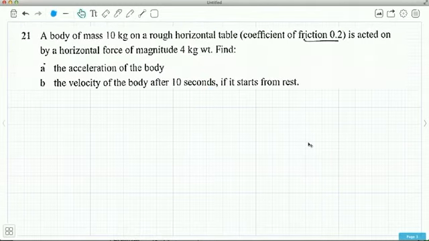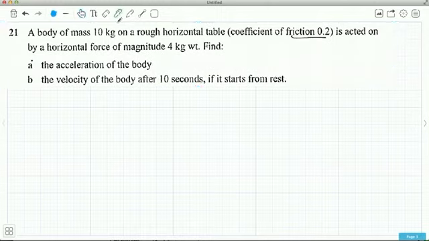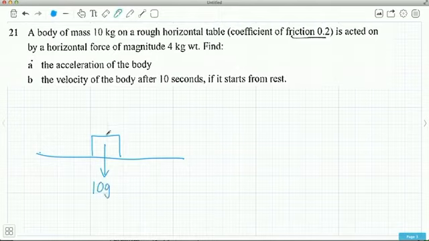All right, so we've got a surface. We've got 10 kilos. I don't know what this is, we'll just make it like a box. So we've got 10 kilos, 10g. We've got a reaction force, and this is just your weight force. Reaction force here will be 10g.